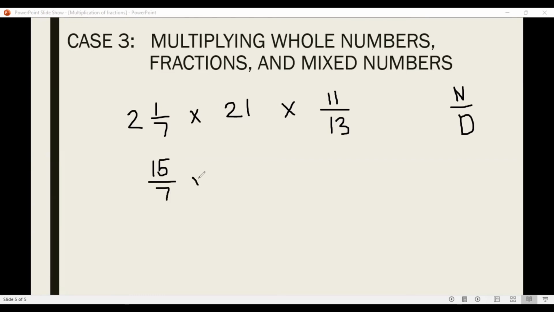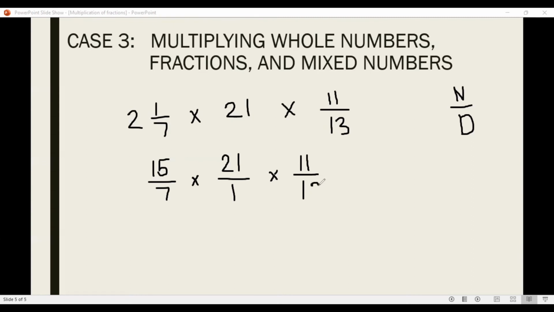Now, this whole number is 21. So, always remember that if you have a whole number 21, the understood denominator of that is 1. Okay, because 21 divided by 1 is equal to the number itself. So, if you don't want to be confused whether the 21 serves as a numerator or a denominator, you could just make it 21 over 1. So, for you not to be confused, okay? And then of course you have your fraction here. We just have to copy that 11 over 13.